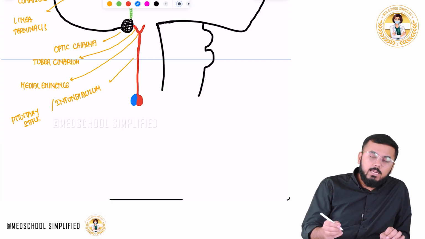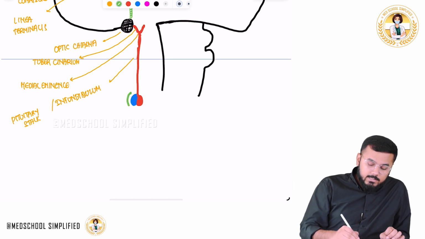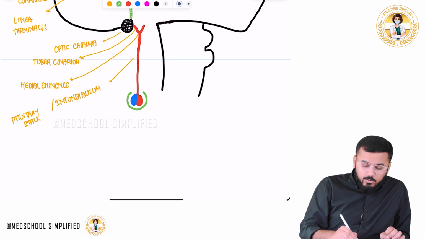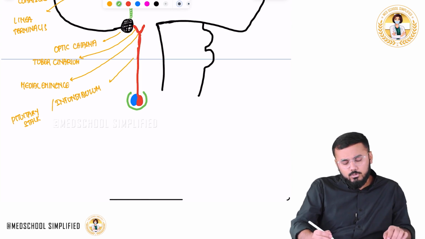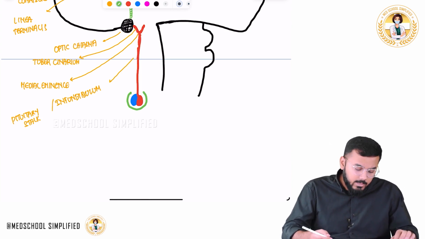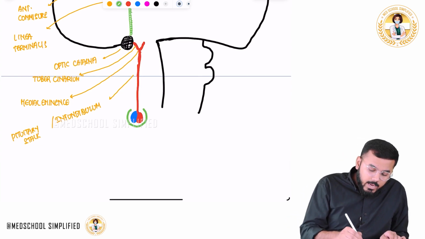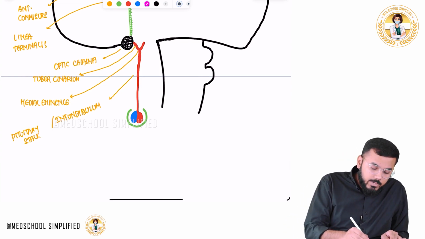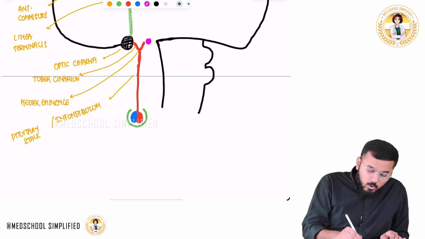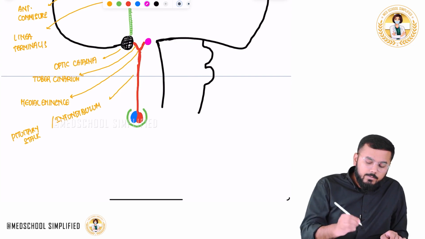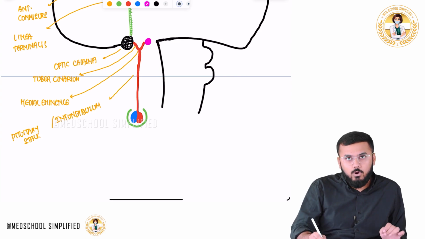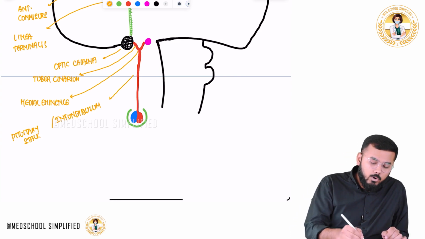Where is this pituitary gland located? The pituitary gland is enclosed within the sella turcica of your sphenoid bone. I hope till here you are clear. The next important thing is that just behind this tuber cinereum, you see a small pink colored body over here. This small pink colored body which I have drawn is called your mammillary bodies.